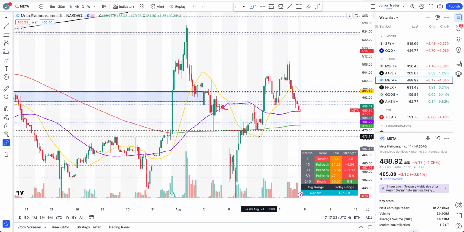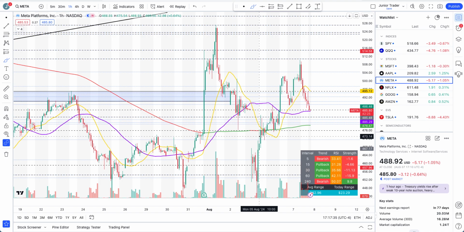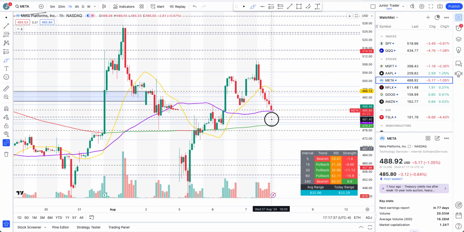Yeah, right now this thing is not looking good as well. The thing is that it's above the 200 hours moving average, but the market is selling off. So in this case, I would just avoid trading it because there are two mixed signals.